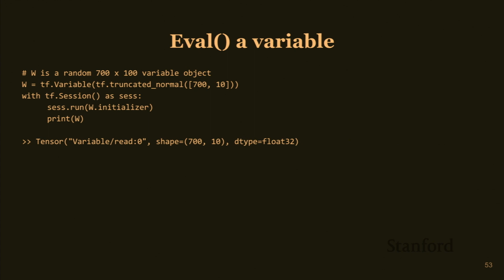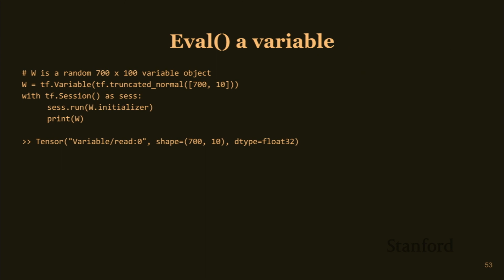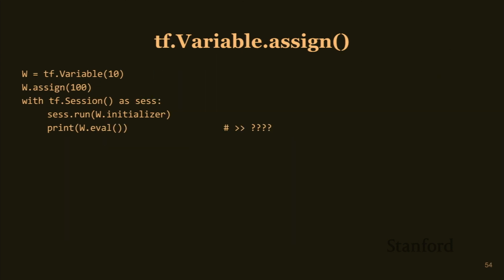So first of all, if you print out the value of w, it's the same case as a constant. You can just get a tensor. You don't see the real value of w. To do it, you have to run w.eval, and it will show you the value of w.